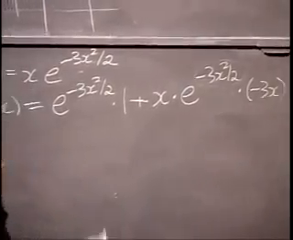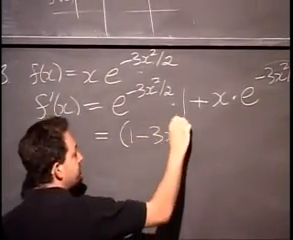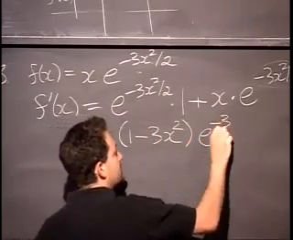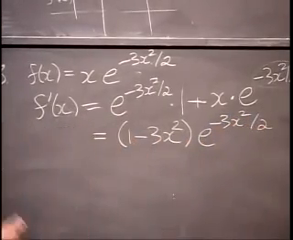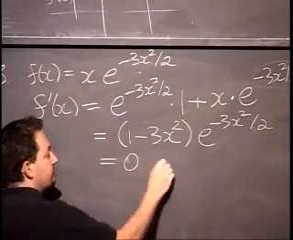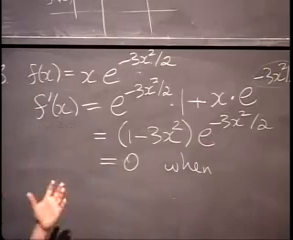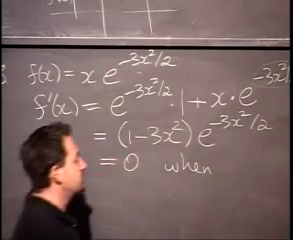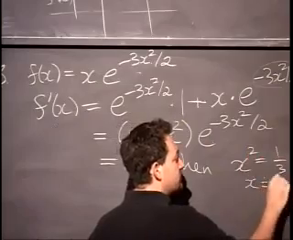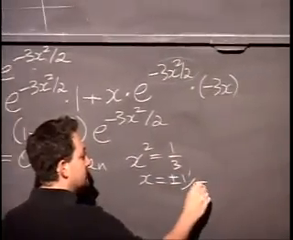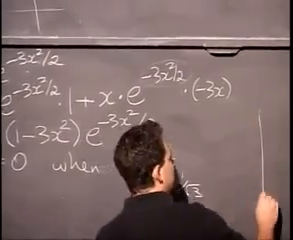And just to factor this, you get 1 minus 3x squared outside of e to the minus 3x squared over 2. And the interesting thing is, again, where does this equal 0? Well, the exponential is always positive. It can never be 0, as I said before. So it's only true when x squared is 1/3, which means x is plus or minus 1 over root 3. So let us set up a table of signs for the derivative.